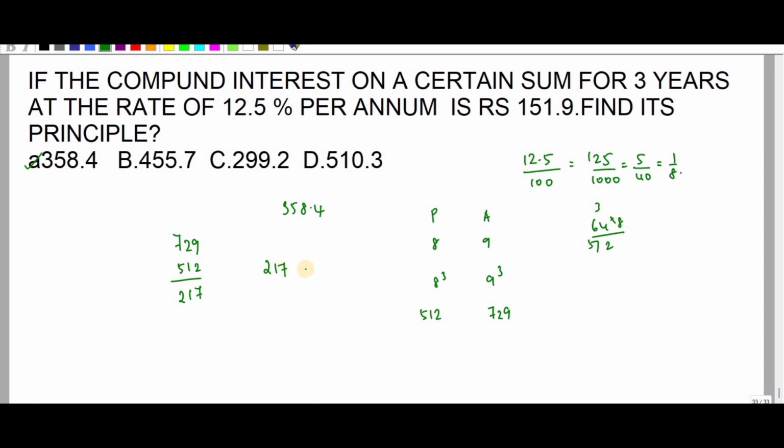That value they have given as 151.9. If I multiply 217 with 0.7, I will get 151.9. They are asking about the principal, so if I multiply this 512 by 0.7, I will get 358.4.